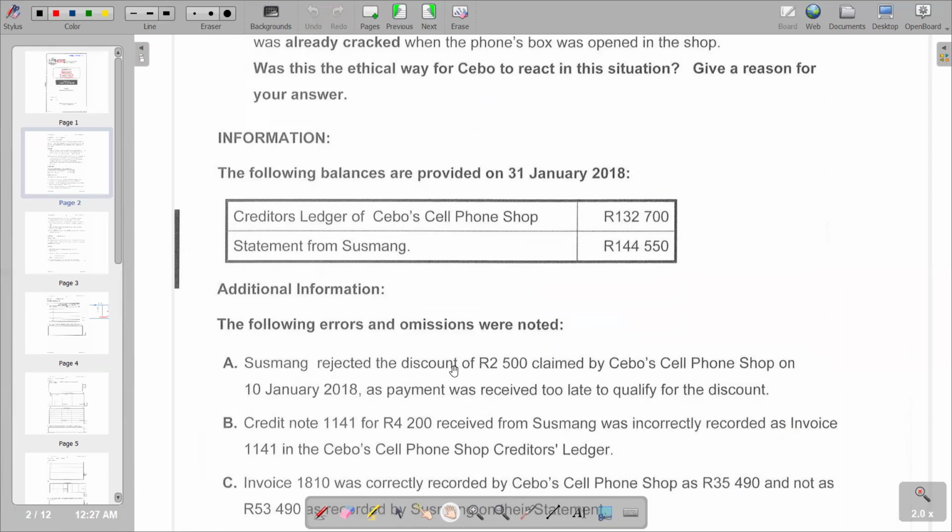Sesman rejected the discount of 2,500 rands claimed by Sable cell phone shop on 10 January 2018, as payment was received too late to qualify for the discount. So we are saying in the books of Sable, in the ledger, they adjusted for a discount of 2,500, which was rejected by the supplier. It means on the statement it's not even appearing, and it's not supposed to be there because it was rejected. But in our books as Sable's cell phone shop business, we had recorded it as a discount.